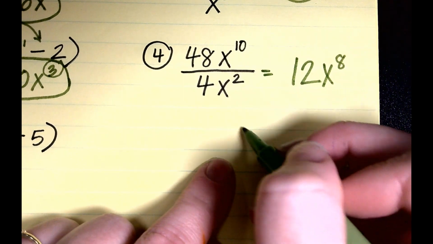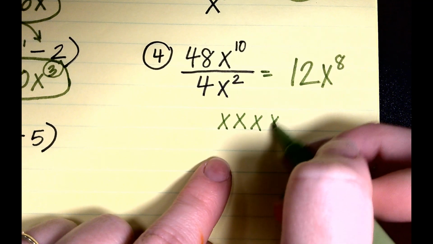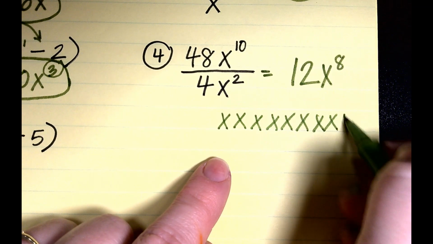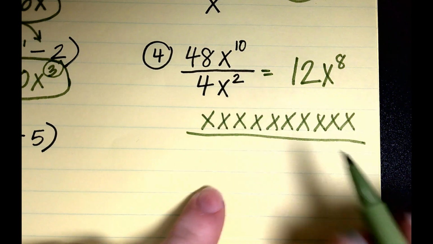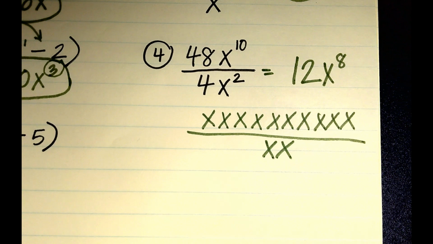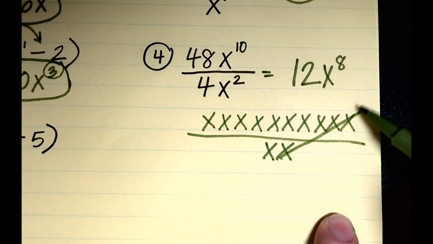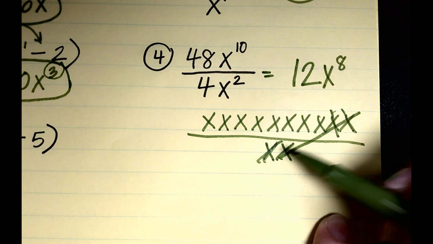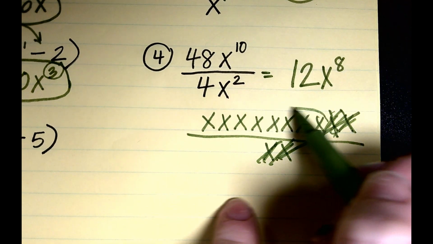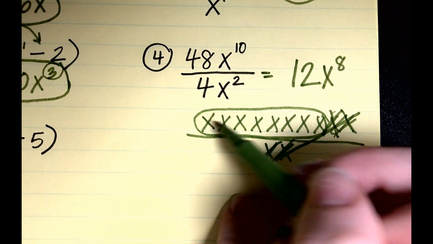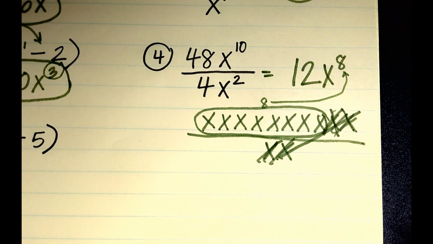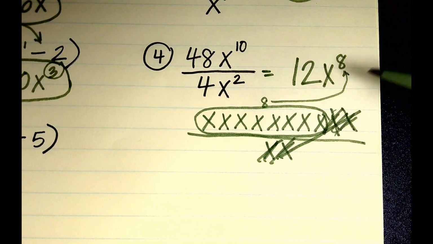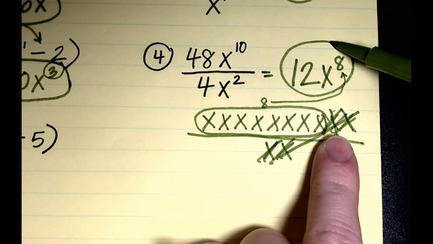x to the 10th power means I have 1, 2, 3, 4, 5, 6, 7, 8, 9, 10 x's over x to the second power, x squared, 1, 2. If I cancel out 1, 2, 1, 2, there are 8 x's left: 1, 2, 3, 4, 5, 6, 7, 8. That's where we got to the 8th power. Just dividing, just canceling x's, canceling numbers. Okay, so 12x to the 8th power is our answer.